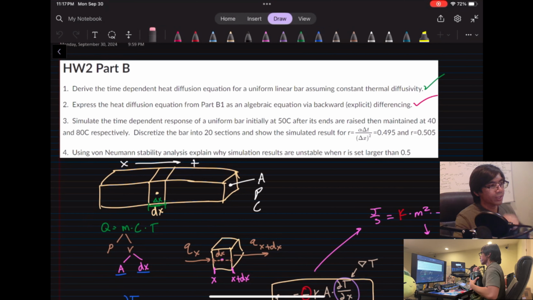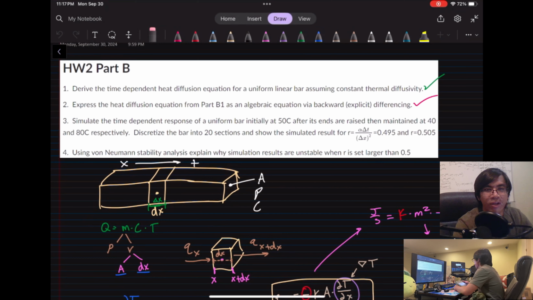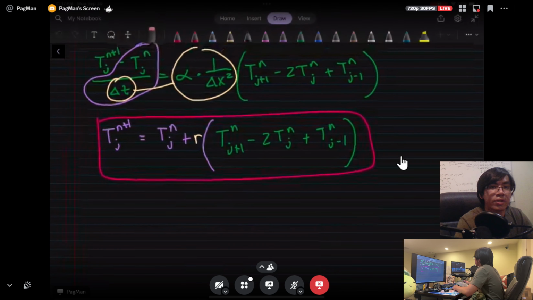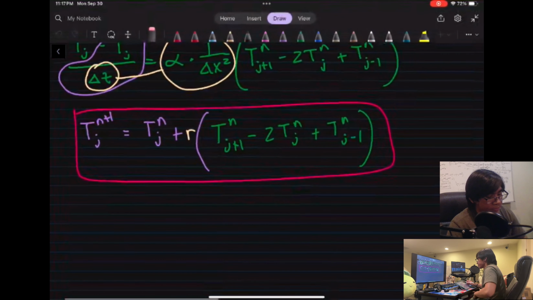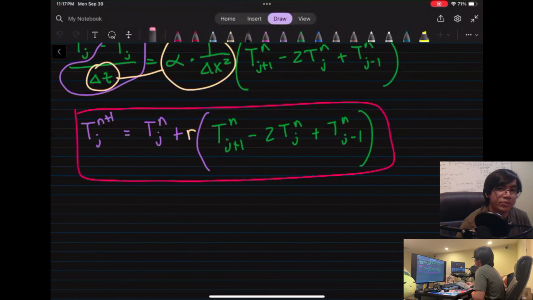So we're going to be using something called the Neumann stability analysis to see why we can't go over this magical R value that is around 0.5. What that involves is we'll be doing some substitutions, and we'll actually need to find our temperature as a function, so we can express and find the limits of this R value.